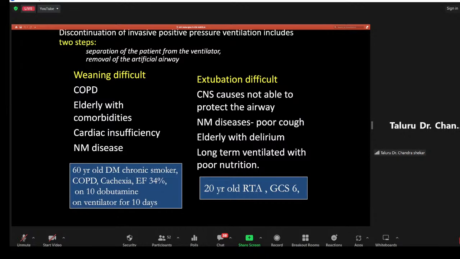protect the airway. Whereas look at this example. This guy has good mentation, but his functional reserve is so poor. This guy may have both weaning and extubation difficulties. And remember, in COPD with smoking patients, extubation onto NIV would probably be a good option.